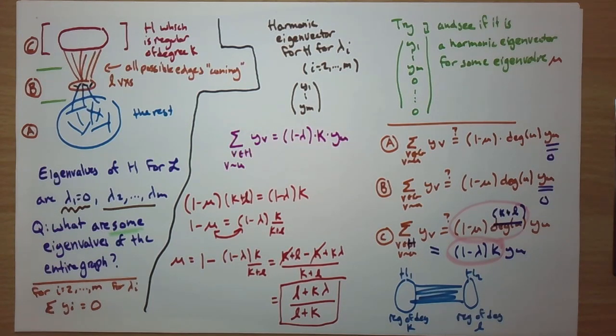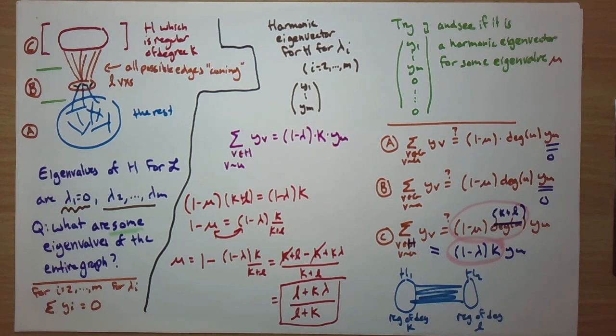Yes? In case C, I feel like I'm forgetting something. Do we know that Y_u is not 0, or how do we know that? Well, we don't make any claim that Y_u is not 0, but we make a claim that some Y_u is not 0. So this has to be true at every vertex. But there exists some vertex where Y_u is not 0, and you use that one. And divide it.